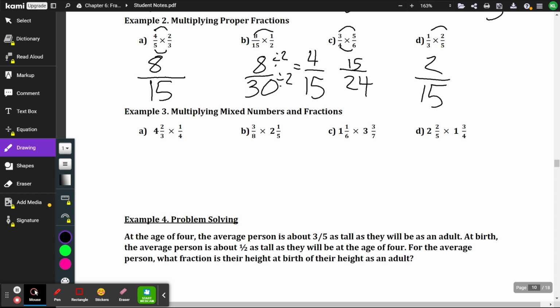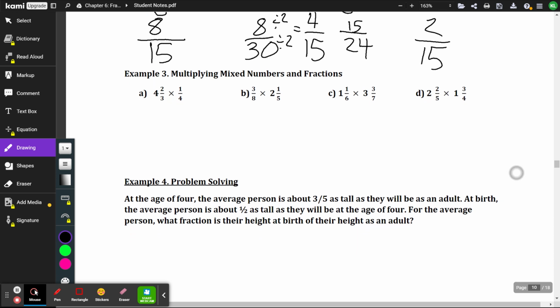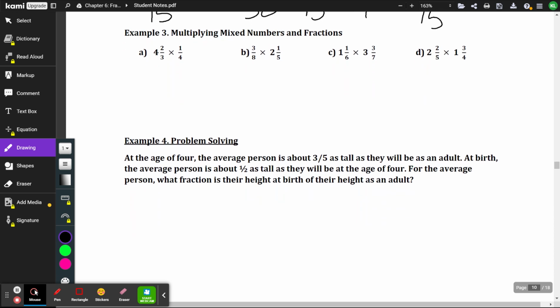And now what about example number 3, multiplying mixed numbers and fractions? Now I have a mixed number, and I'm not sure how I multiply straight across. So I'm going to change it to an improper fraction, and then I don't have to worry about it.